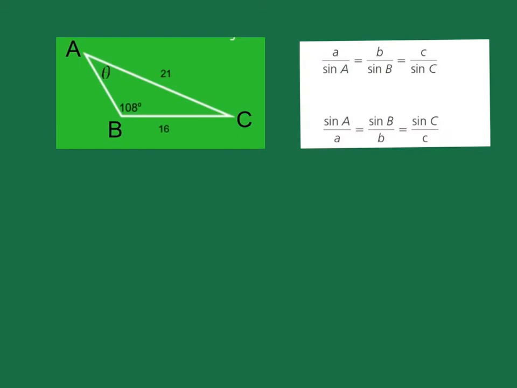So here's an example of a case where we would use the sine law to find what we're being asked to find, and that is angle A, which is marked as theta, and that's our unknown here. And so since we're trying to find angle A, we could write sine A over side A equals sine B, because that's the other angle that we're given information about, over side B.